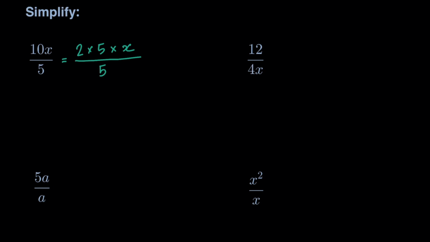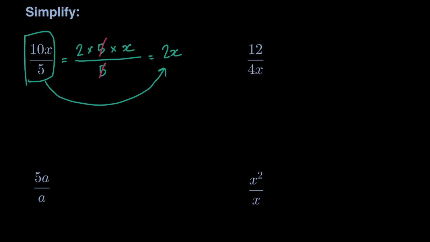Now looking at the factors, what can I cancel out? I can see that there's a 5 and another 5, so these are my common factors. So I can cancel it out, and I am now left with 2x. This means that 10x over 5 is simplified to 2x.